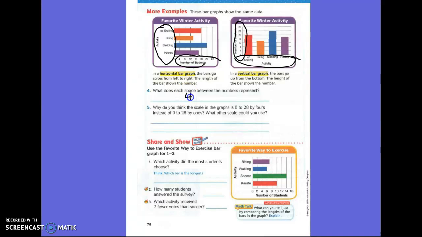So what is the space between them? It's 4. 4 what? 4 numbers. No, not numbers. What's the? Space. No. 4 spaces! What are the numbers representing, guys? Students! So it's 4 students.